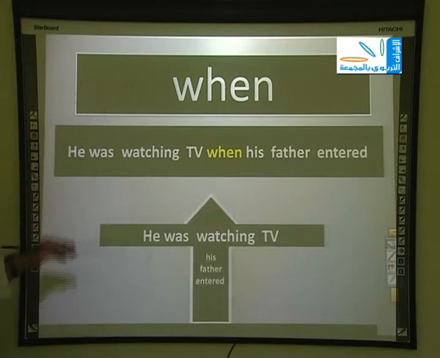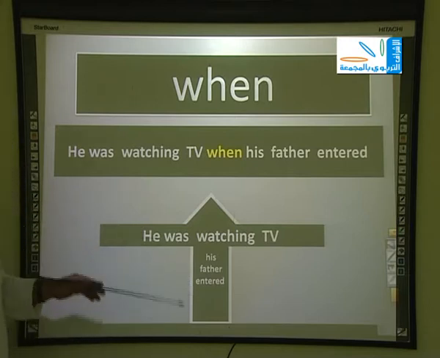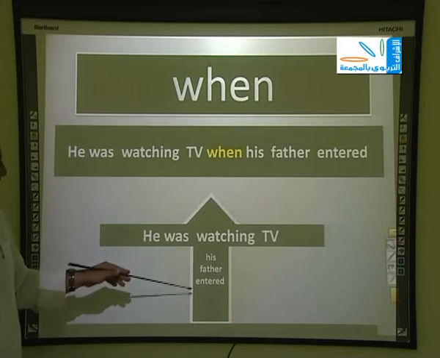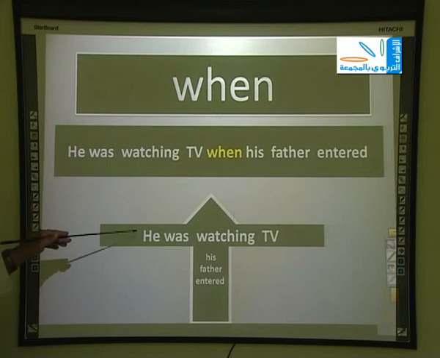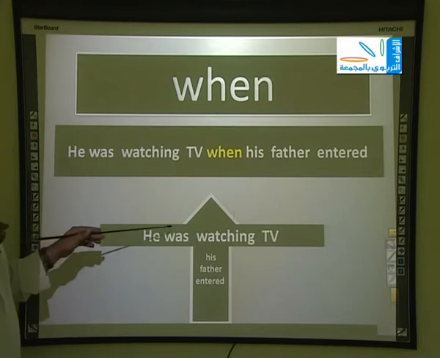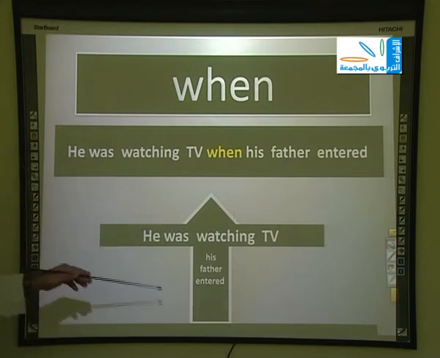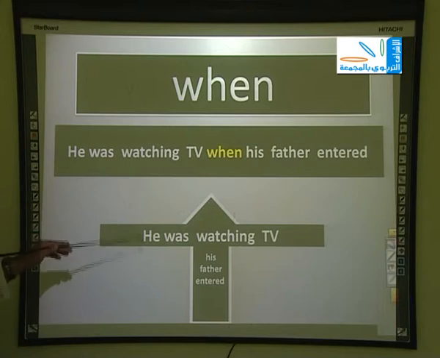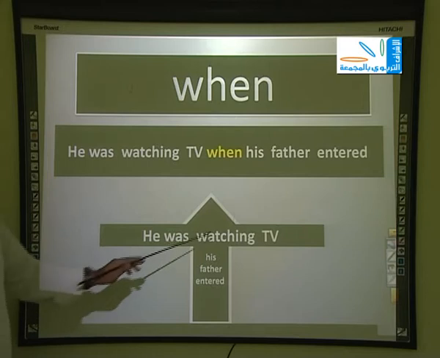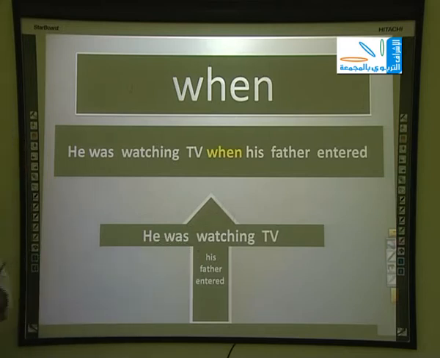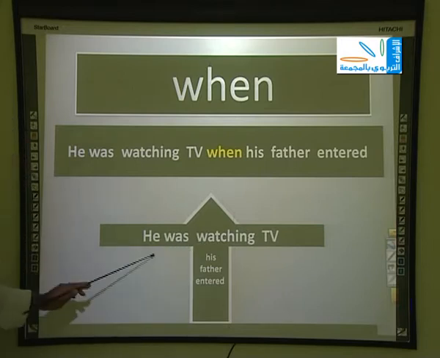This action or this event, we have to put it in the simple past. So the second sentence should be in the past simple, that is, his father entered. So the continuity of the process of watching TV was interrupted by the entering of his father. We can join these two clauses using the word when. So we can say, he was watching TV when his father entered.